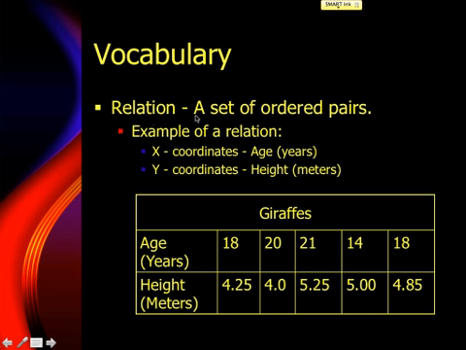A relation is a set of ordered pairs. An example of a relation would be if we were talking about giraffes, where we have a set of ordered pairs where x coordinates are the ages of the giraffes and the y coordinates are the heights of the giraffes. This is an example of a relation. It's just a set of ordered pairs. It could be about anything, just any random set of ordered pairs.